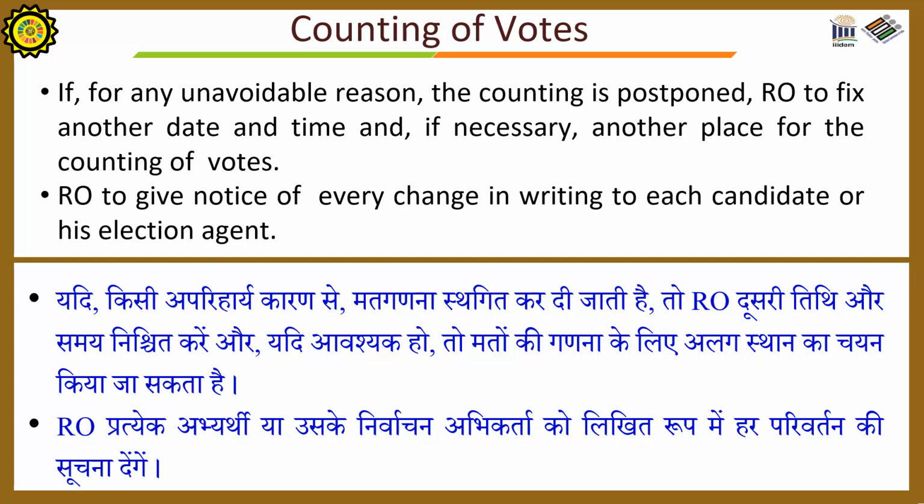If for any unavoidable reason the counting is postponed, then the returning officer is to fix another date and time, and if necessary, another place for the counting of votes. The returning officer is to give notice of every change in writing to each candidate or their election agent.